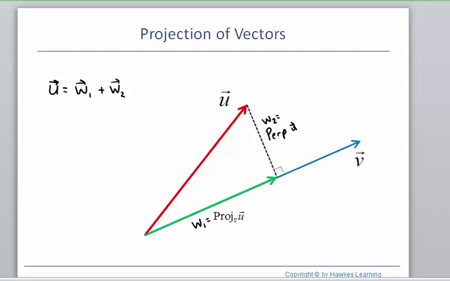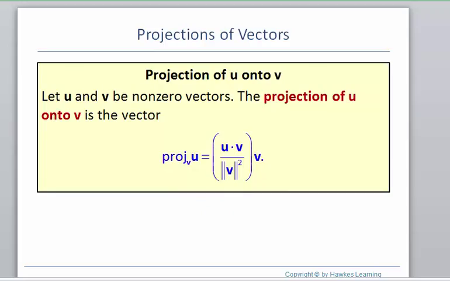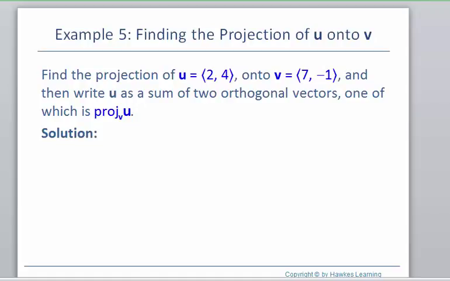Okay, so let's start with the formula, and let's get that down, and then we're going to look at an example. It says let u and v be non-zero vectors. The projection of u onto v is the vector, and they give us a formula to find it. That formula says we do the dot product of u and v, that's the top part of the fraction. On the bottom we do the magnitude of v squared, and then we multiply that whole quantity by vector v. Okay, so let's look at how this works in an example.